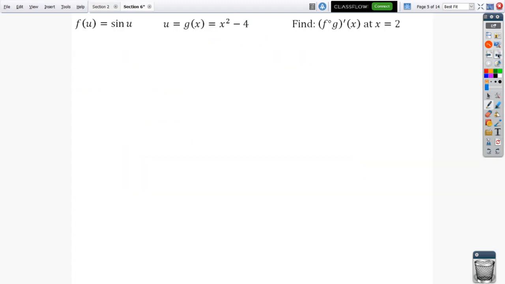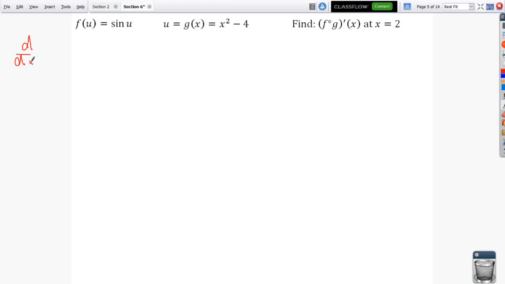We're going to be trying to find the derivative of f of g. In this case, we have f of u is equal to sine of u, and u is g of x, which is x squared minus 4. Essentially, what we are trying to do is find the derivative with respect to x of sine of x squared minus 4. That's our ultimate goal. That's what we're trying to answer.